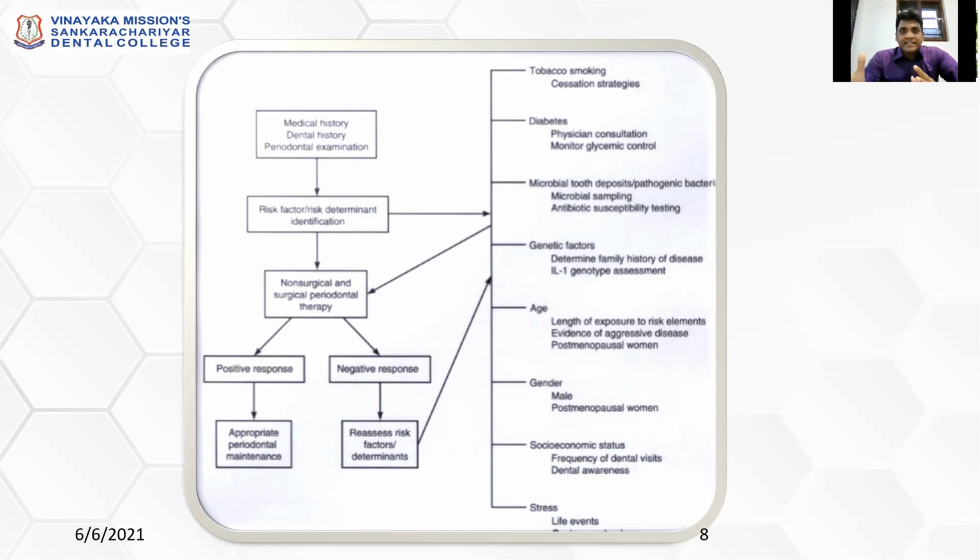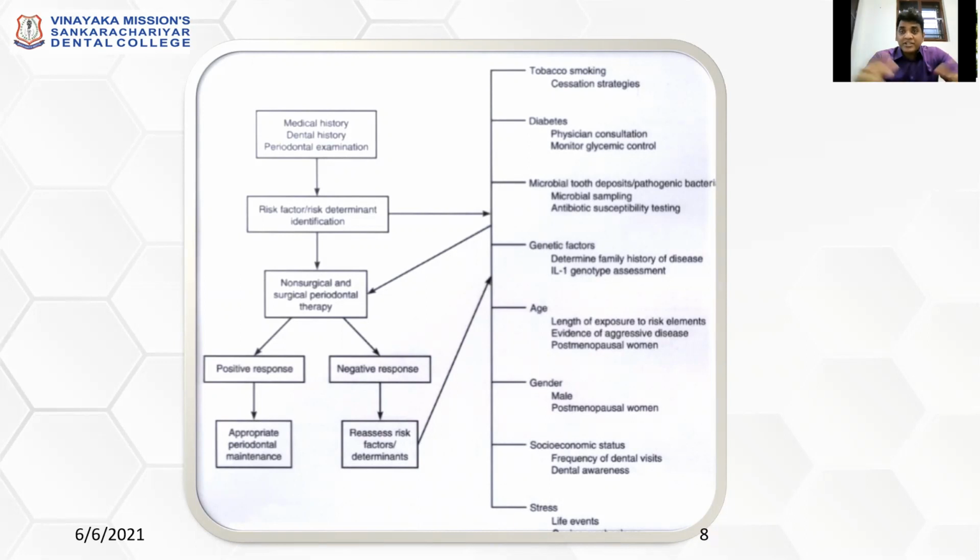After risk factor assessment, if a patient is going for non-surgical periodontal therapy, then you call the patient back and re-evaluate, and check if there is a positive response. If the inflammation is reduced, then you go for maintenance care, and then you re-evaluate and check whether any regression of the periodontal findings is seen.